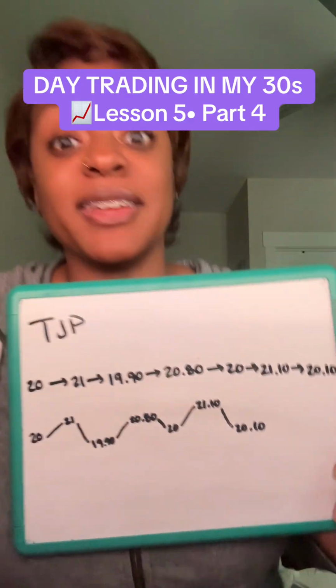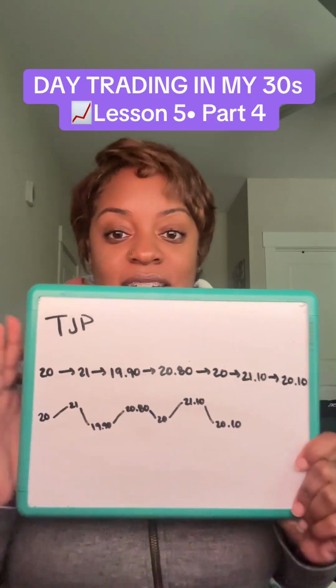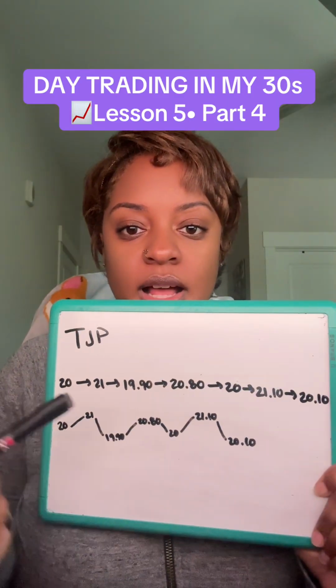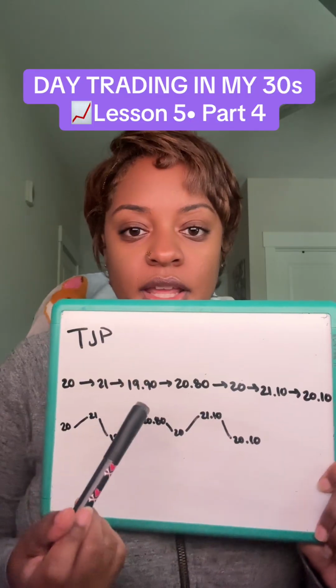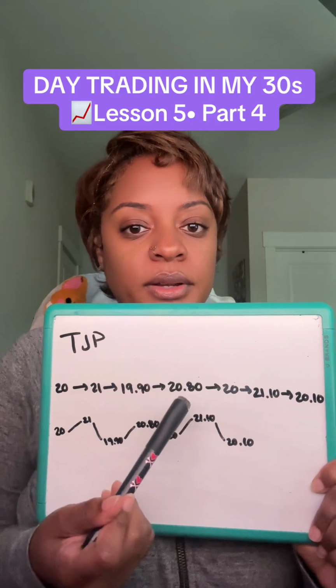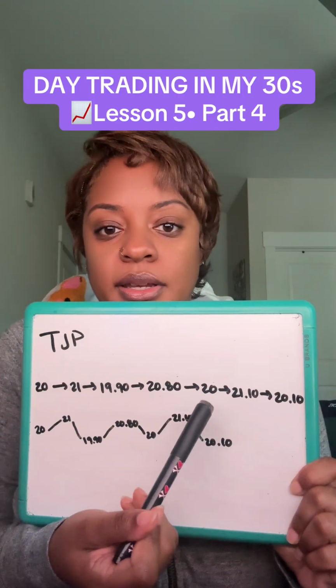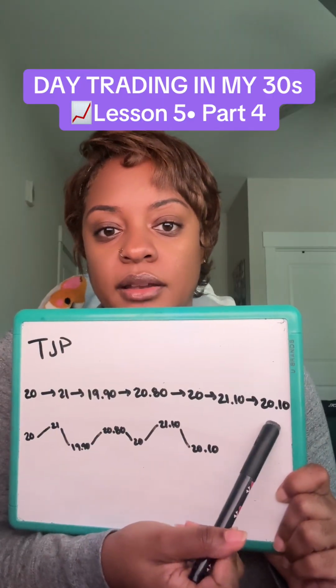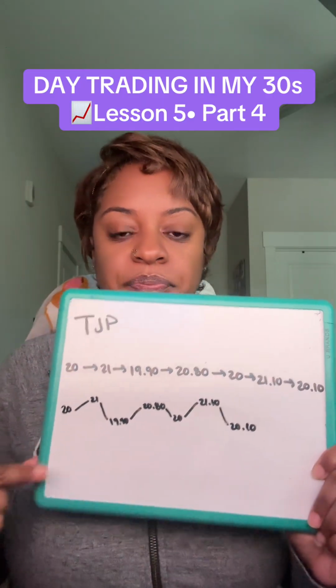Now, what if it's not moving upward or downward? Okay, so we got 20. TJP started off at $20. It went up to $21. It went down a little bit to $19.90. Went up a little bit to $20.80. Went down a little bit to $20. Went up a little bit to $21.10. Went down a little bit to $20.10.